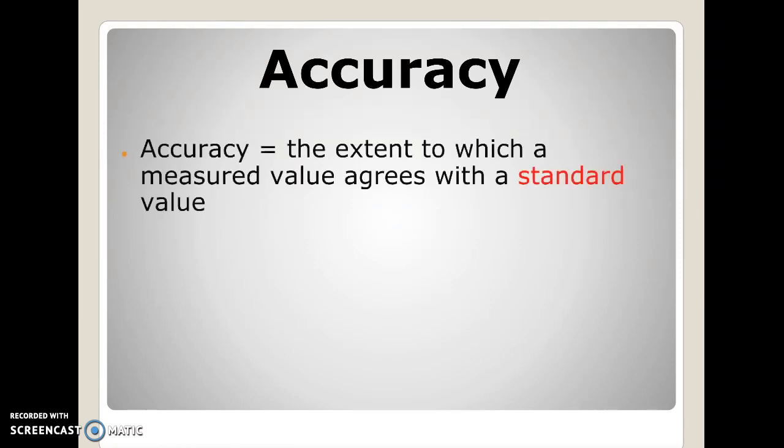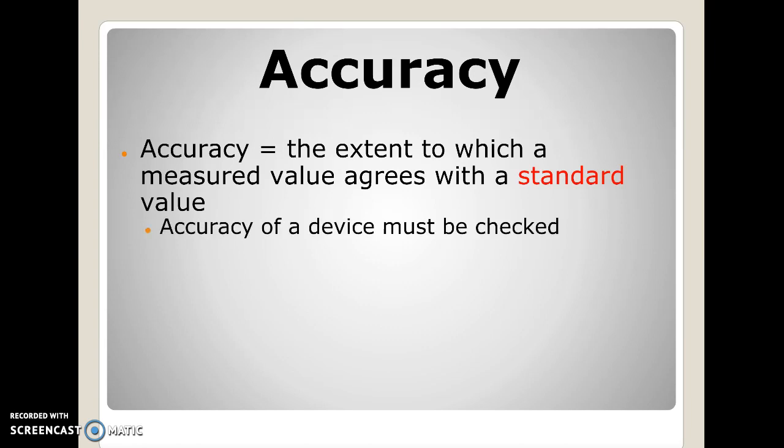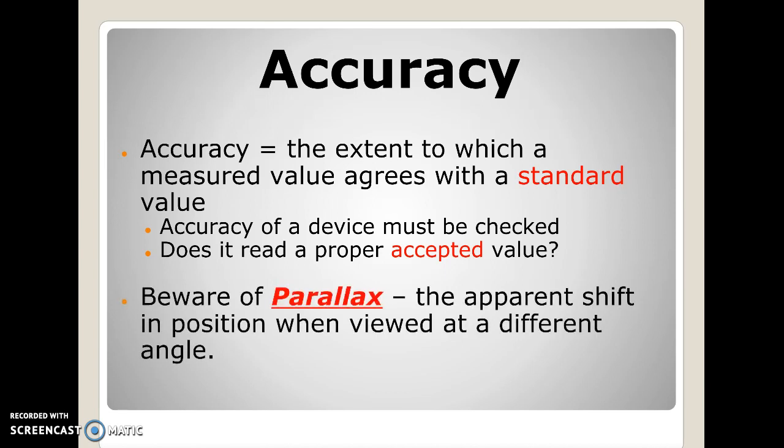precision. So accuracy is the extent to which a measured value agrees with a standard value, a standard. So we have accuracy of devices. They must be checked when we get new balances from the supply companies. We have to check to make sure that they are accurate before we put them into use. And the way we do that is by taking a weight that is a specific accepted value, and we measure that weight on the balance and see if it indeed is that weight or mass.